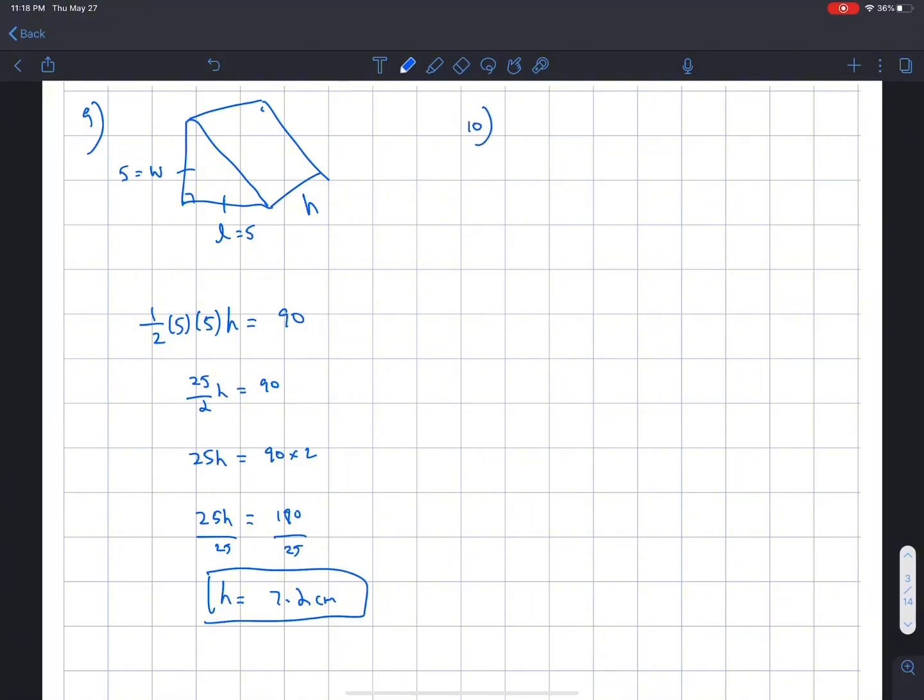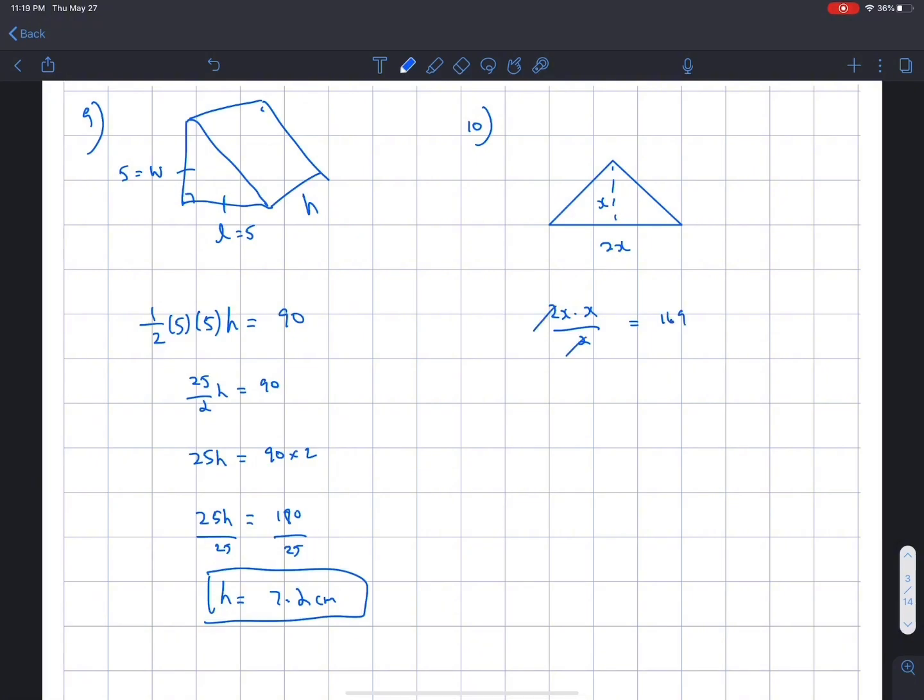Question 10. The base of a triangle is twice the height. So the base is twice the height. The base is 2x and the height is x. If the area is 169, what is the length of the base? So we have 2x times x divided by 2, just base times height divided by 2, for the area of a triangle equals to 169.